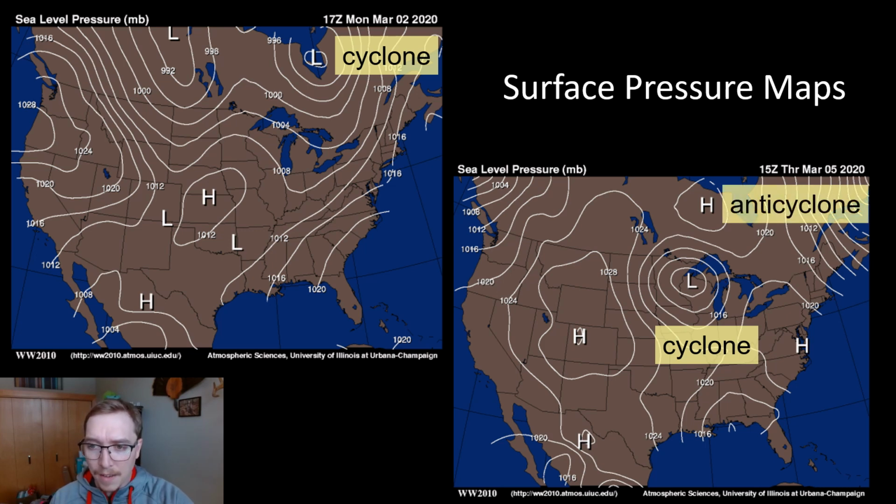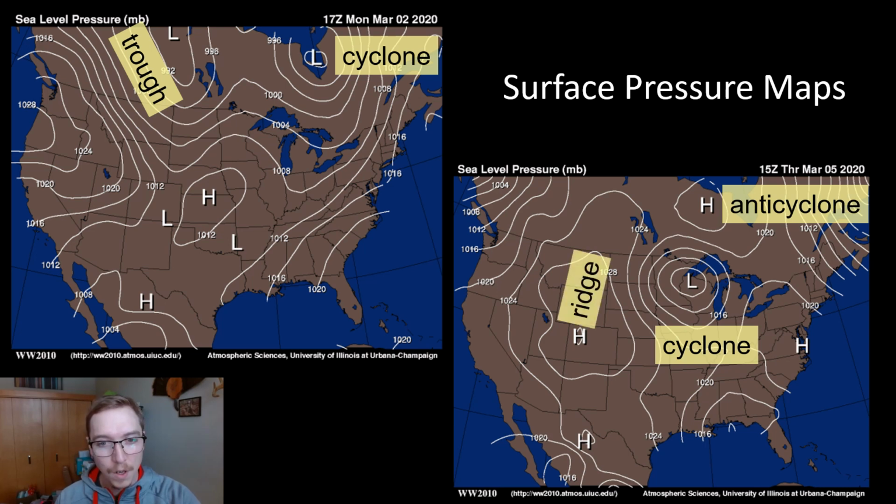Then we've got these kind of divergent high pressure systems here. We call those anticyclones. If we have an elongate shape of a low pressure system, we call those troughs. If we have the same thing, but for high pressure systems, we call those ridges. We see another one there.